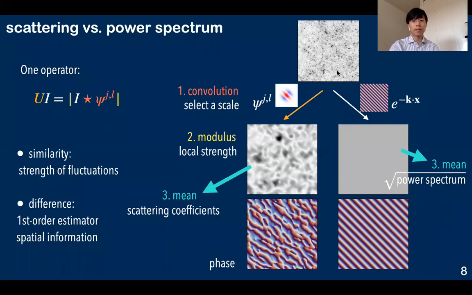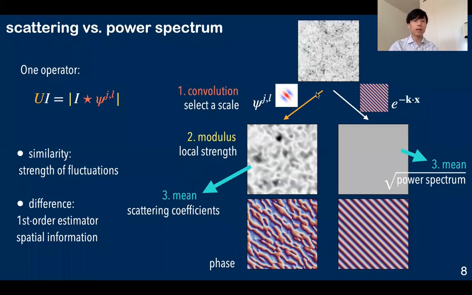And if we compare these two methods, the wavelet convolution plus modulus and the power spectrum, we'll see that they are very similar. Both of them are extracting the strength of fluctuations at one scale, but they're also different. First, the scattering coefficients defined in this way are always proportional to the original field. So in some sense, they are first order estimators, but the power spectrum is second order in the original field.